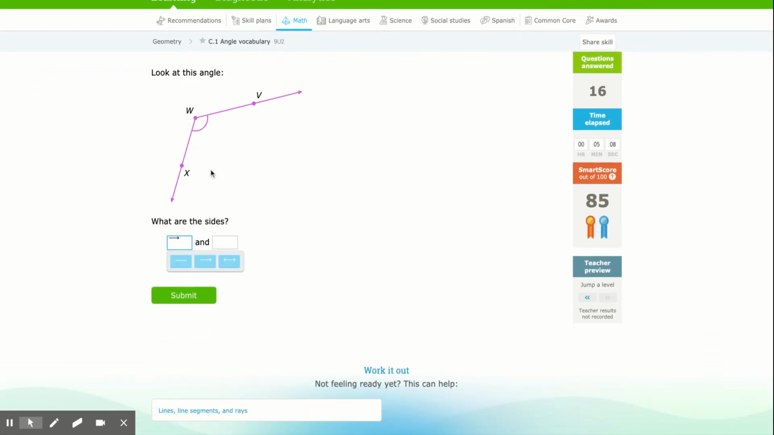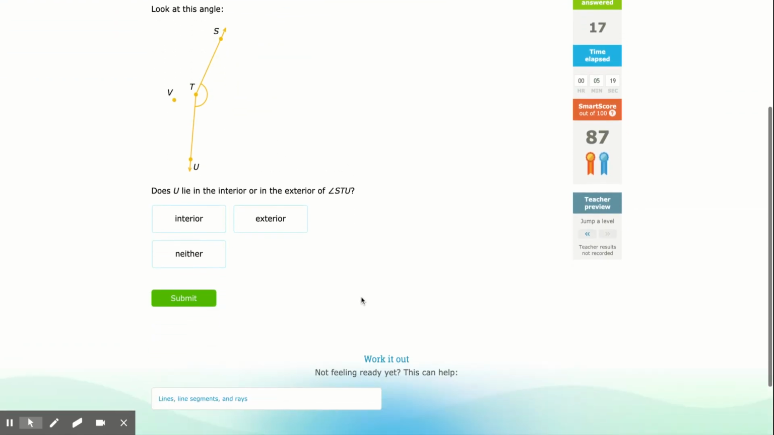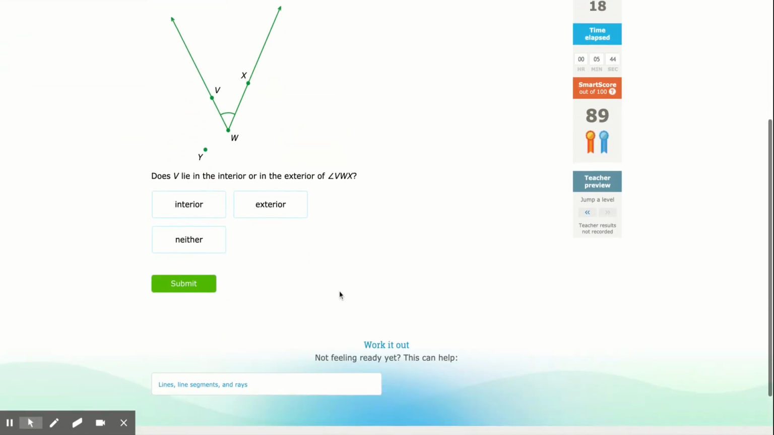What are the sides? Again, we're doing rays, W through X, and the second ray that goes W through V. Does U lie on the interior? Now be careful here. They're trying to be tricky. They throw in this V value. They didn't ask about V. They asked about U. Does U lie in the interior? U's on the angle itself. It's on one of the rays. It's neither. It's not on the inside and it's not on the outside. So be careful and read your problems carefully, otherwise you might make a mistake.